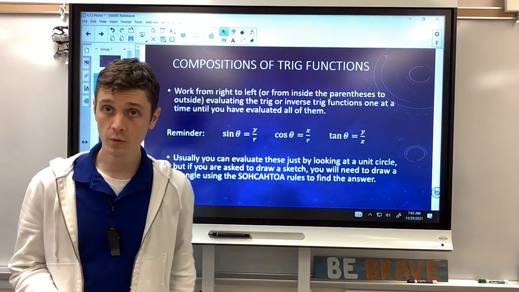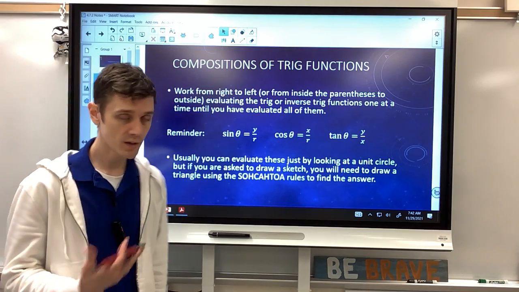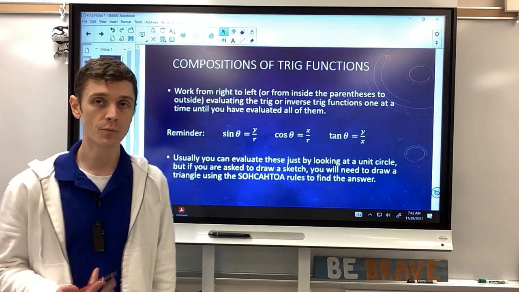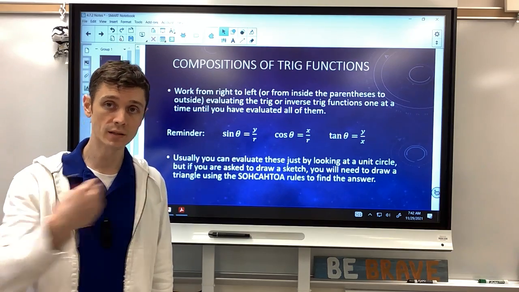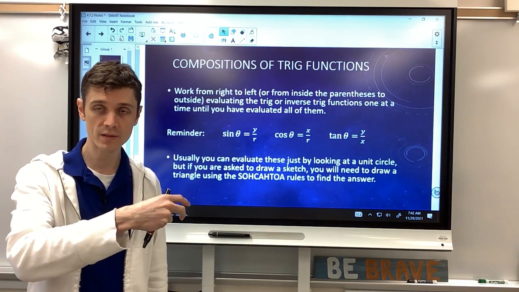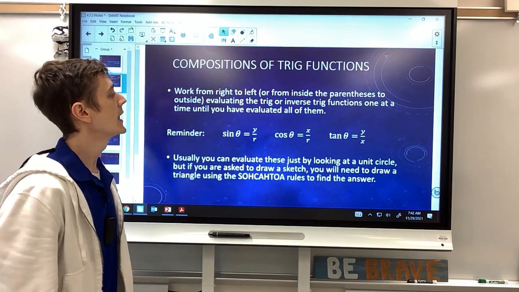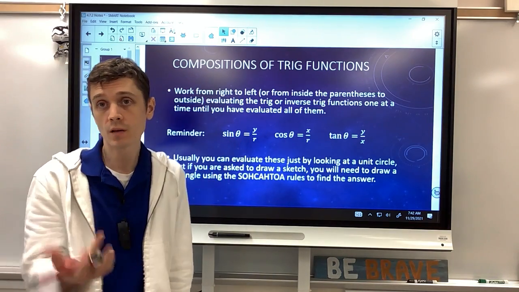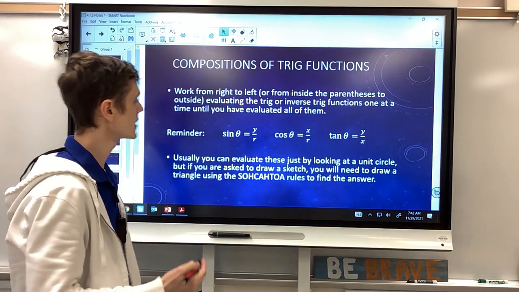So how do we know what order to evaluate these things in? Well, you can think of this as PEMDAS. You want to go from inside the parentheses to outside, or what I usually say more commonly is just to work from right to left. That should be evaluating the one inside the parentheses first, either way. And then whether it's a trig or an inverse trig function question will be determined by which one they have farther to the right inside the parentheses.